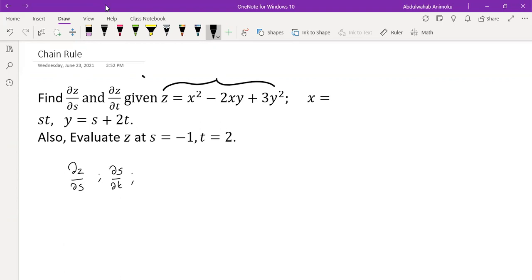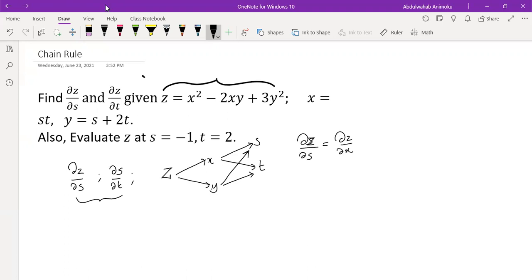So let's see how we can find these partial derivatives. Now, the first thing you have to note is z is actually a function of x and y, whereas x is a function of s and t, and the same thing with y. y is also a function of s and t. Now, in order to find the partial derivative with respect to s, we need to use the chain rule to pass through x before we can get to s, as well as passing through y before we can get to s.